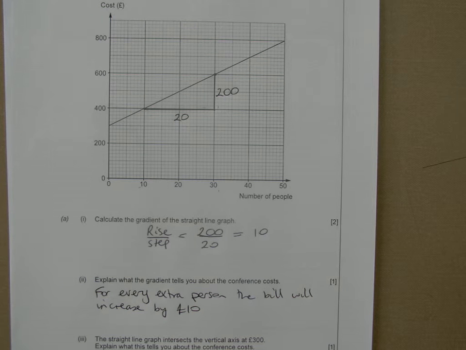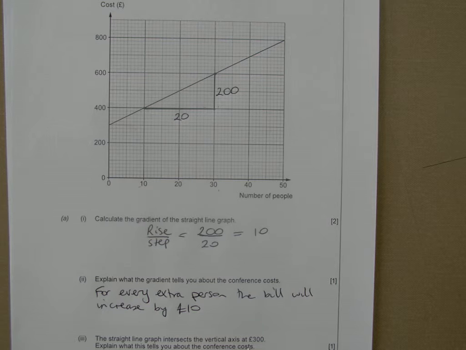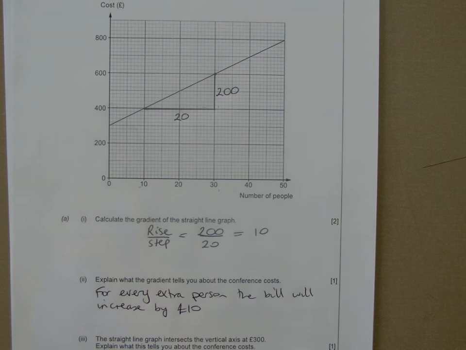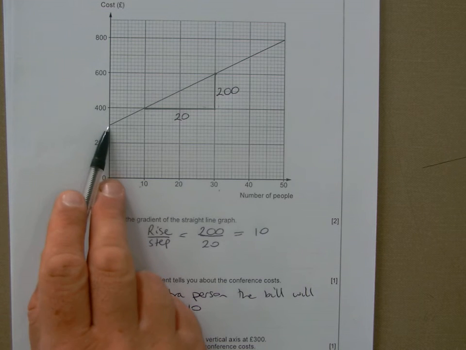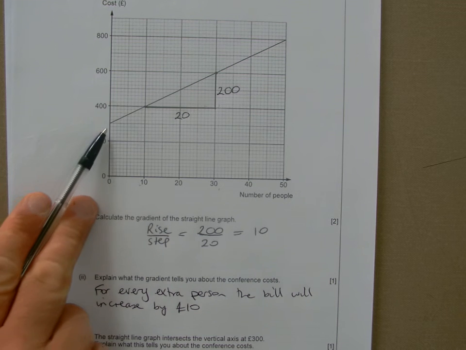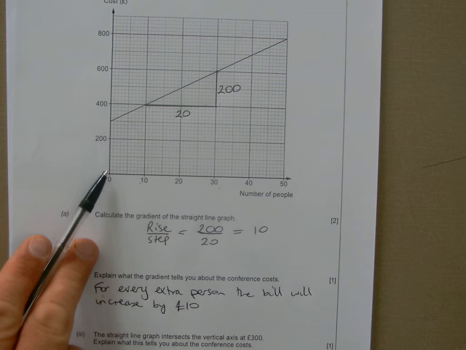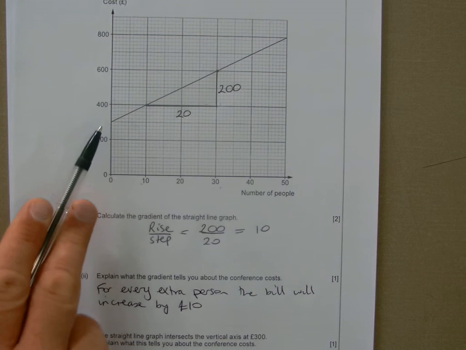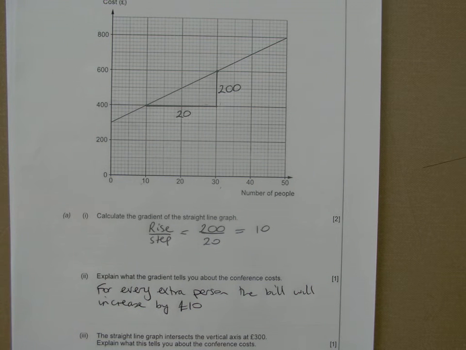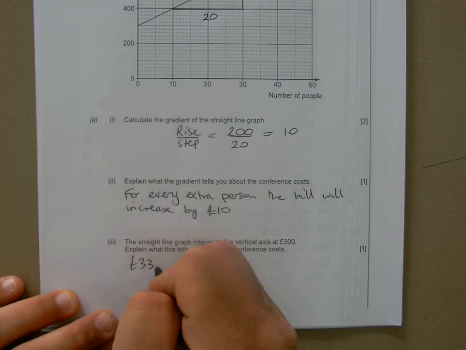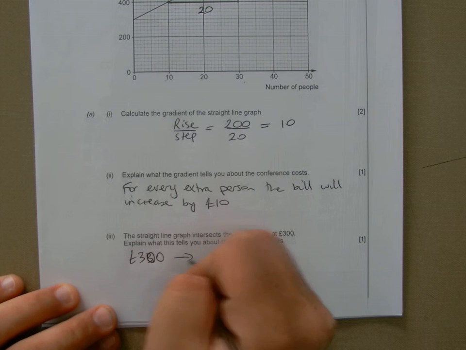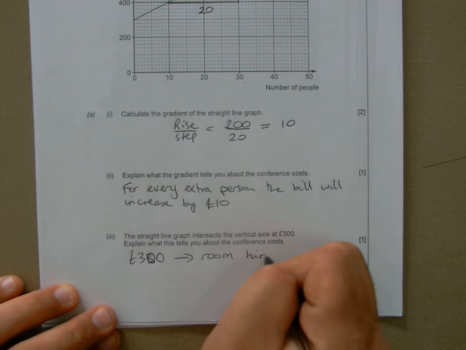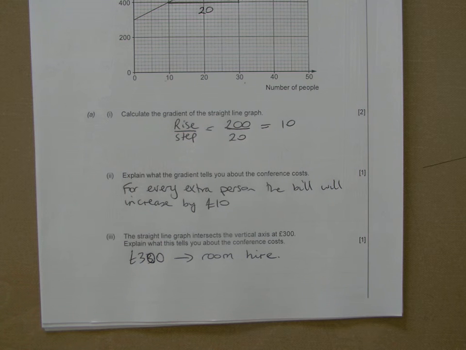Part 3 then, it says the straight line graph intersects the vertical axis at £300. You can see that there. Explain what this tells you about the conference costs. Well, it intersects the cost axis at £300 when there's no people. So if you have no people turning up to the conference, you've still got to pay. And the reason why, of course, is you've booked out that room and the hotel are expecting you to use it. So that £300 simply represents the room hire.